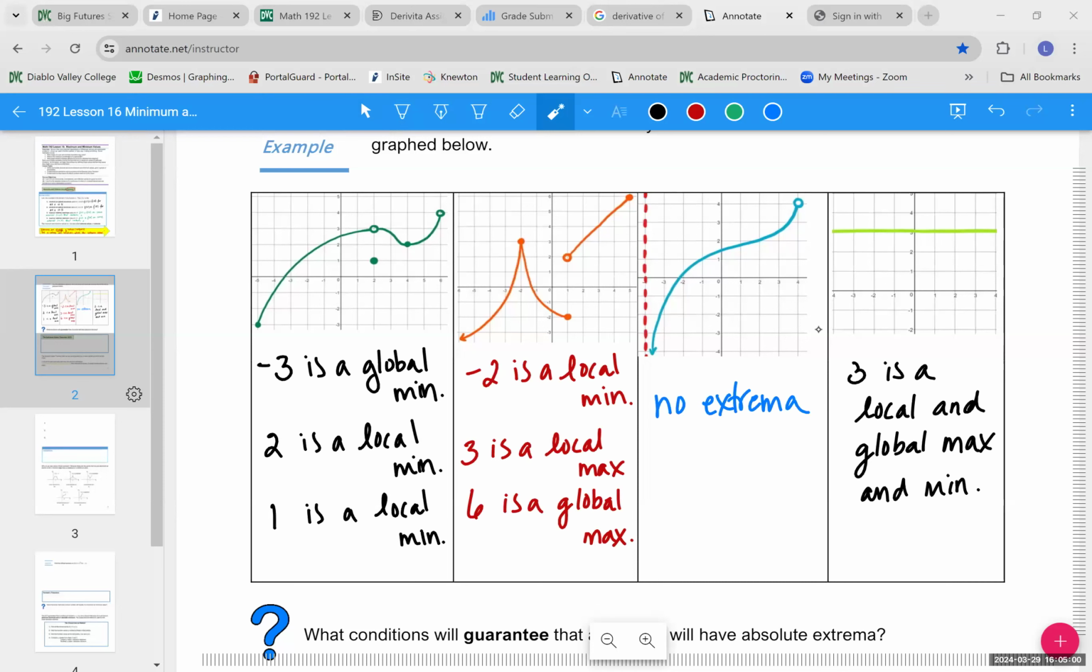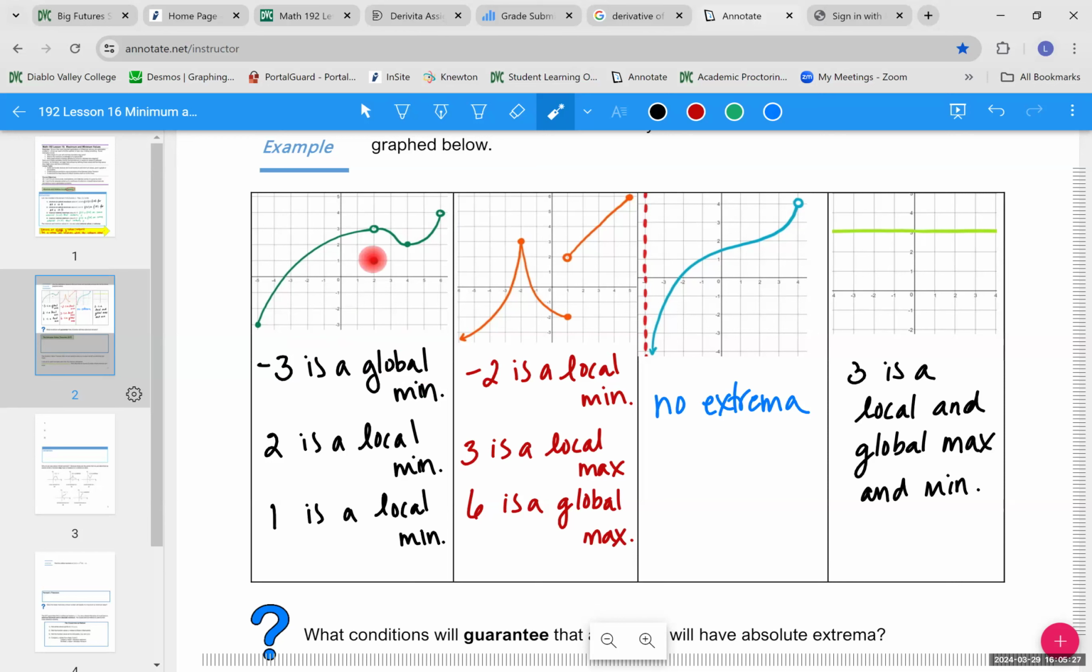Okay, so I have filled in some answers here. Let's take a quick peek at each one of these functions. We'll start with this function here on the left side in green. So I see that I have this filled in dot. I trace this around. I've got an open dot on the end. So I definitely have this y value, this point is the lowest point of the whole graph. So -3 is a global minimum.